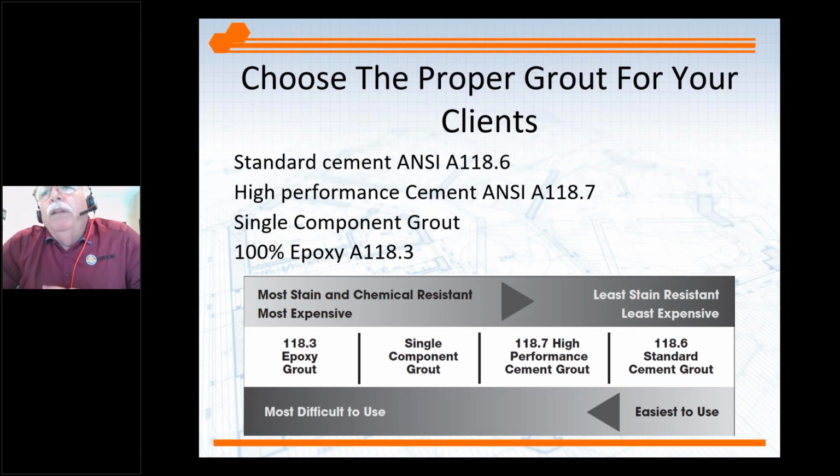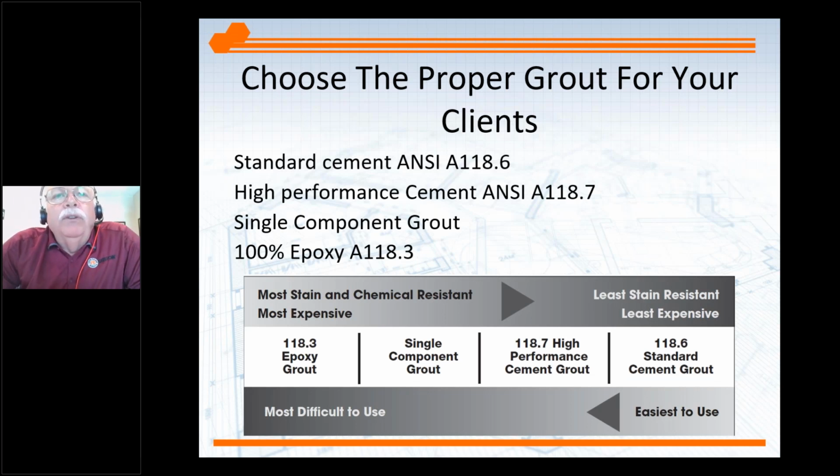Now, again, you kind of have to look at what your clients want. Do they want the most expensive, best grout out there? Do they want the least? Is this really a budget conscious owner and he's looking for the cheapest thing out there? Generally, I try to push those at least to a 118.7, the high performance cement based grout. These are generally going to only run you about a nickel a square foot more for a standard grout joint. Single component grouts are going to be your best stain resistant grout, and then your epoxies are going to be the best chemical resistant grout.